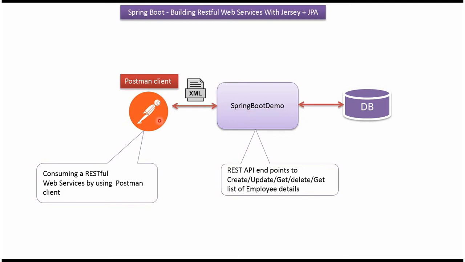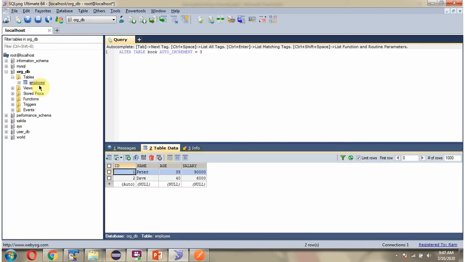And here you can see the Postman client. Using this, we can consume the RESTful web services which are exposed by the Spring Boot demo application. In this example, we will configure REST endpoints to consume the XML and produce the XML. Here you can see the employee table, and it has two records.